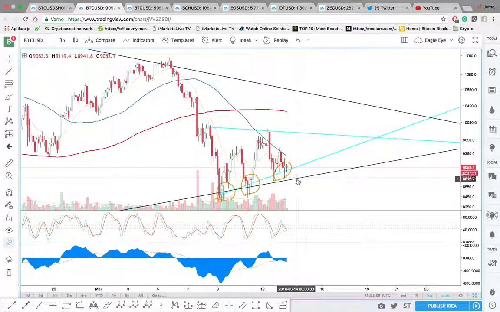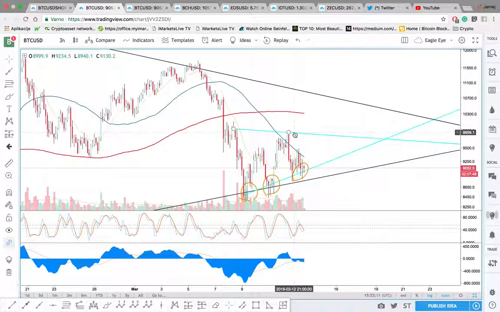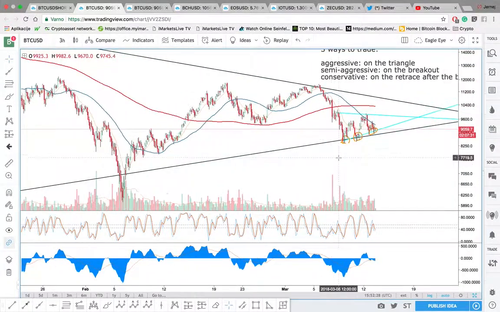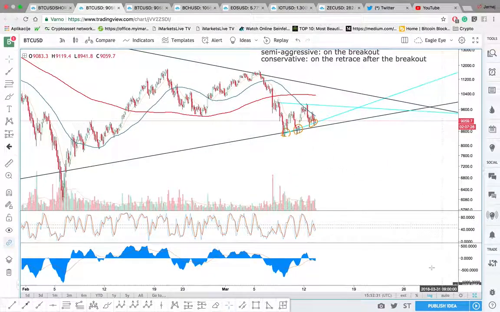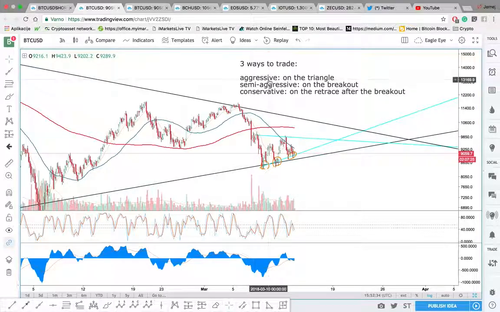But the question is, no matter which triangle you wish to trade, this one or the bigger one. So you see, actually, I'm talking about 2 triangles. One is this one, which is a really aggressive approach, and it's a really shorter time frame approach. And the other one is this bigger time frame. But no matter which one you decide to take, I want to talk about 3 ways how to trade triangles. So the aggressive one is to trade within a triangle. The second one is to trade after a breakout, and the conservative is that you trade after a retrace.